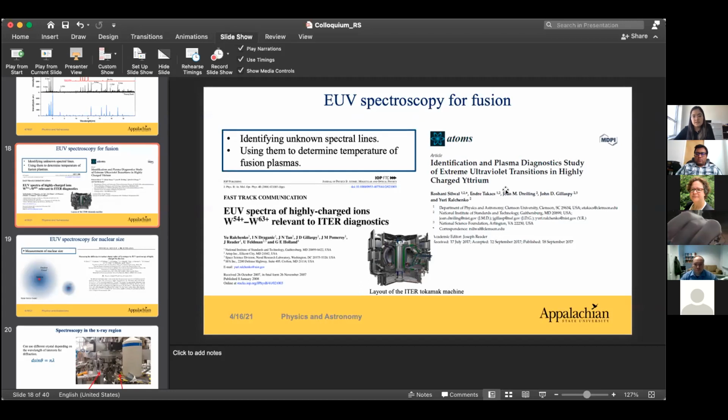We did similar studies for yttrium, one of the spectra I showed you earlier. Basically, it's the same idea, but for this application, the fusion tokamaks that we were looking at were different ones.